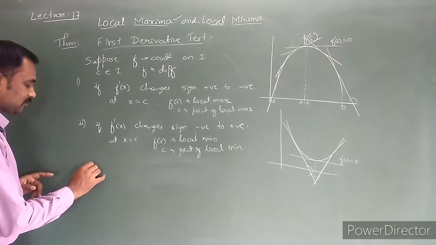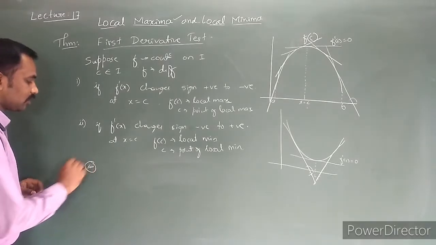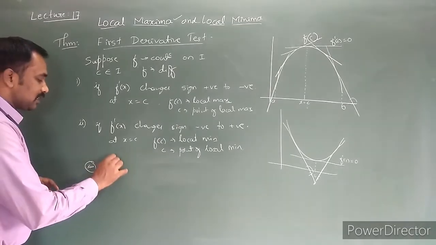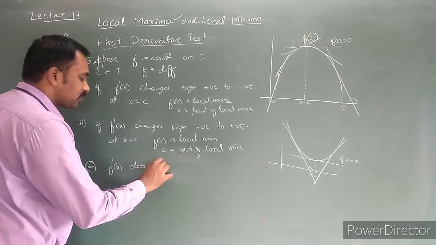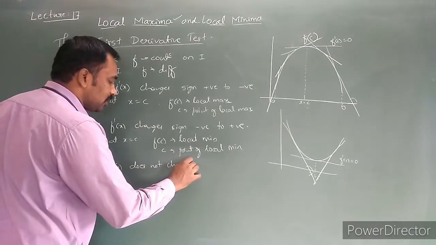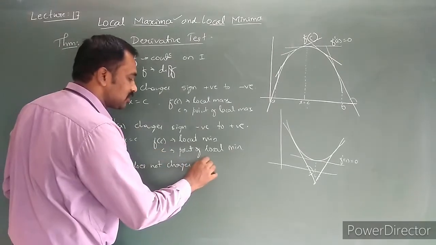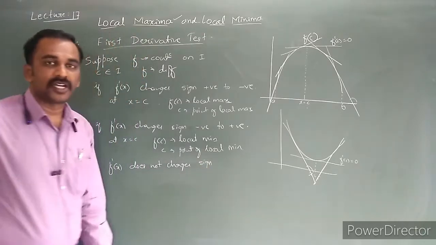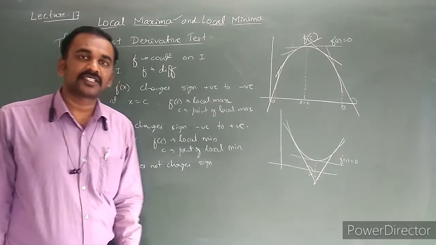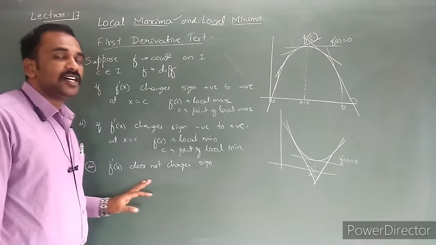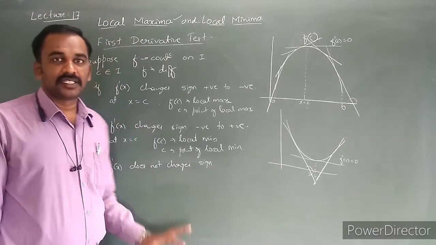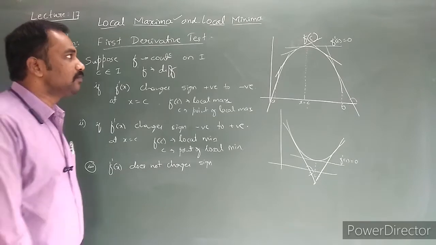Third case: suppose f dash of x does not change its sign. In that case it is said to be a point of inflection.